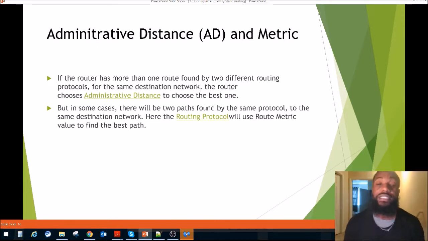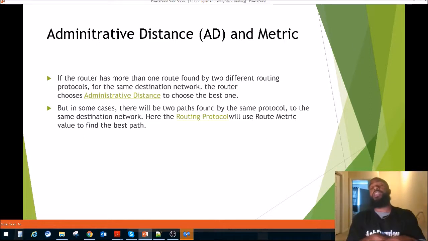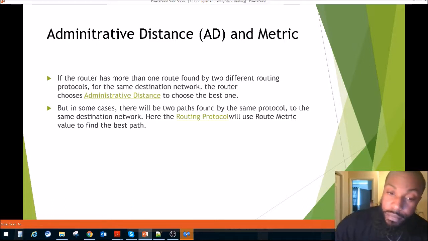A dynamic route is changing, but in some cases there will be 2 paths by the same protocol to the same destination network. That's where a routing protocol will use the metric to find the best path. And the metric for a static route is always 0. And the metric for dynamic routes could change. Again, dynamic always changes. Static is always the same.